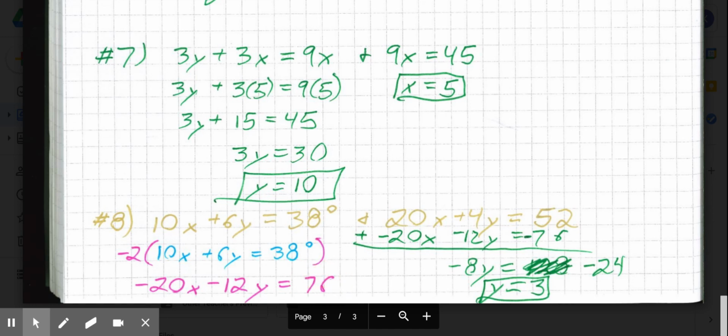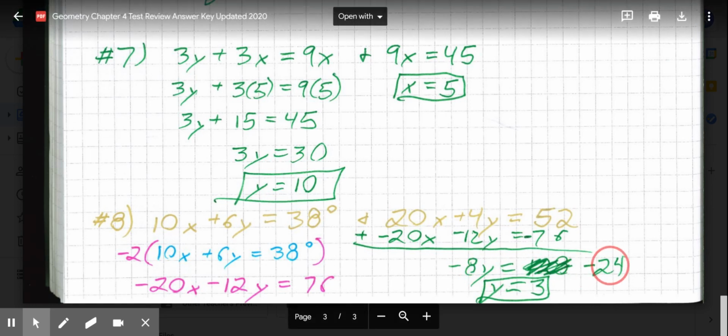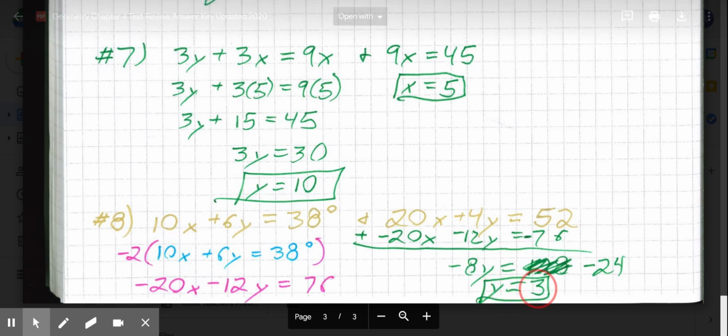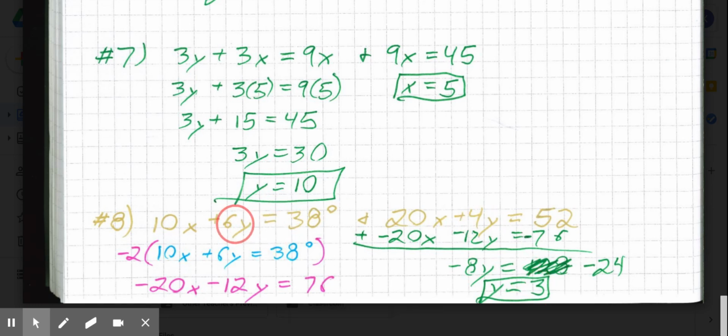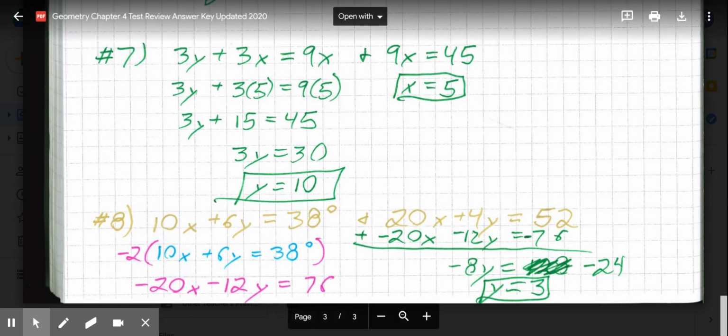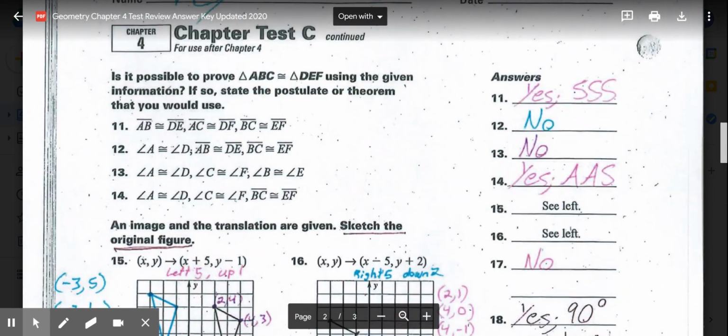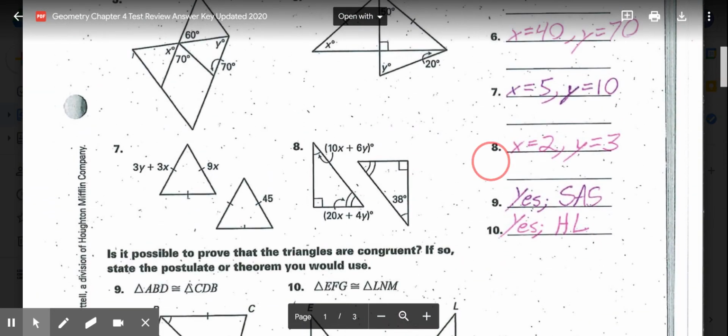So then when I add my two equations, the original one is 20x plus 4y equals 52. And my other one is now negative 20x minus 12y equals negative 76. So when I add those together, the x's cancel, and I have negative 8y equals negative 24. Divide by the negative 8, and y would equal 3. Now to get my value of x, I can take this 3 and put it back in for y in either of my original equations to solve for x. And when you do that, you will see that x comes out to be 2.